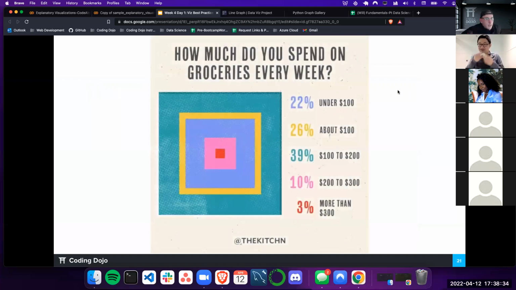Okay. This next one, I think we have two more, maybe. This might be the last one. How much do you spend on groceries every week? I don't know if I would register that this is a graph at first.